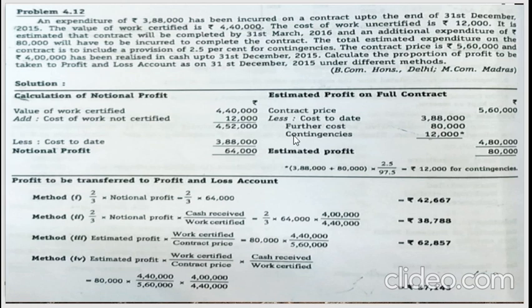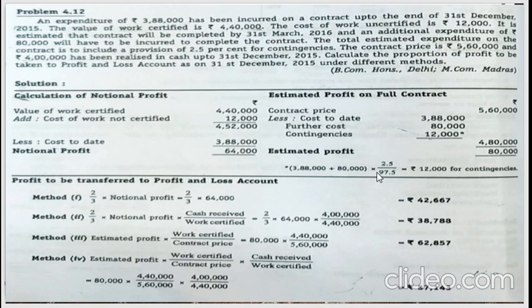So we will cross multiply. For 97.5 it is 4,68,000. Then for 2.5, how much is it? When we cross multiply, the answer will be 4,68,000 into 2.5 divided by 97.5. How did you get 4,68,000? 3,88,000 plus 80,000 will give you 4,68,000.